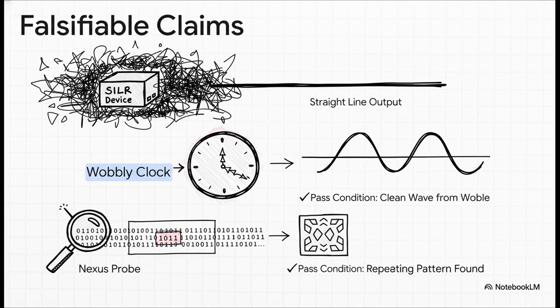Can we build a system that proves SILR works, where its decisions stay stable even when noise is screaming? Can we show that the tiny random wobble in a computer's clock actually contains hidden information? And the big one, can we take those Nexus probes and finally find real, non-random structure in a SHA-256 hash? Each one of those is a question with a clear yes or no answer.